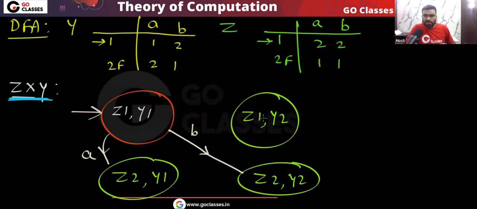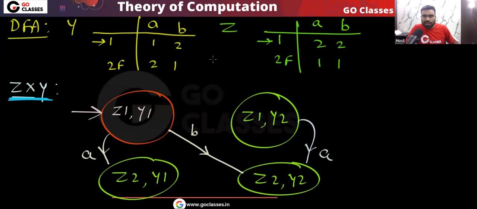Now tell me, what about this state? Where are we going on symbol A? Remember, from Z1 on symbol A, we will go to Z2, and from Y2 on A, we will go to Y2. So on symbol A, we will go to Z2 Y2.